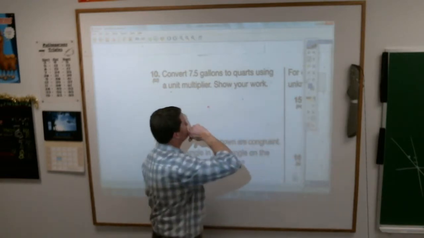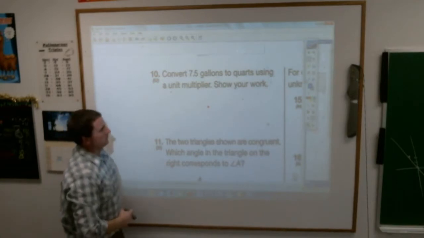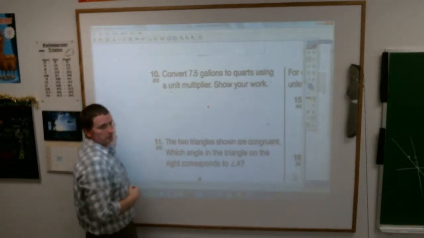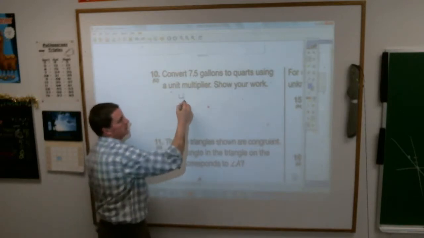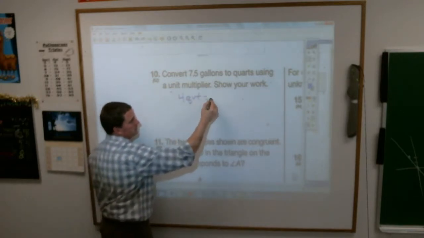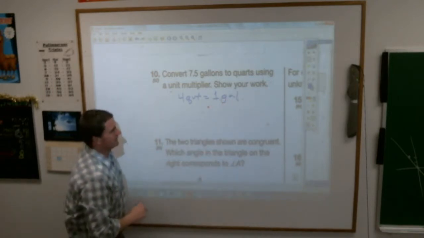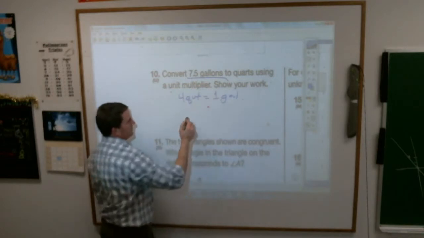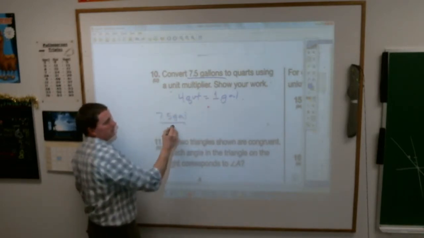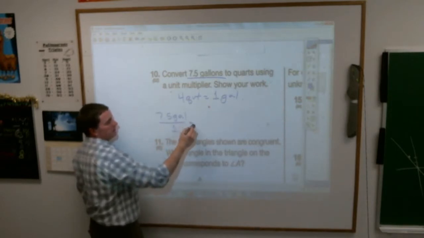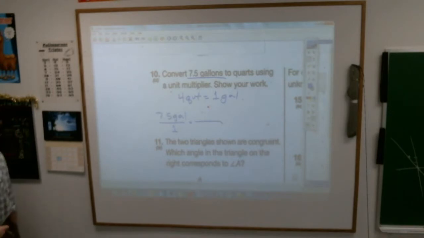Hannah, convert 7.5 gallons to quarts using a unit multiplier. Well, since I'm changing gallons to quarts, I need to know how many quarts are in a gallon. How many quarts are in 1 gallon? 4. Right. So 4 quarts equals 1 gallon. If you go back to our unit multiplier thing, then step number 1 is to take your given measurement, 7.5 gallons, and put it over 1, make a fraction out of it, and you're going to multiply it by the unit multiplier that makes the labels cross off.